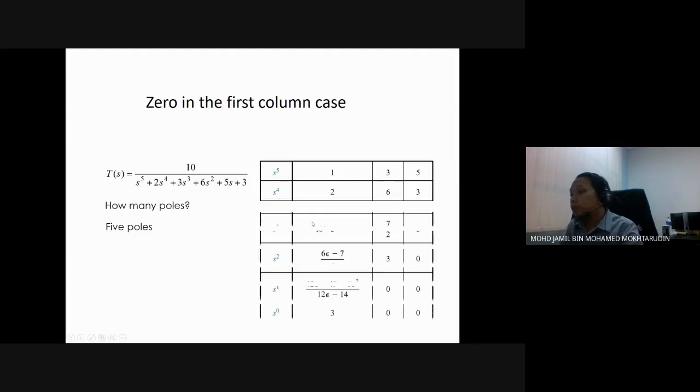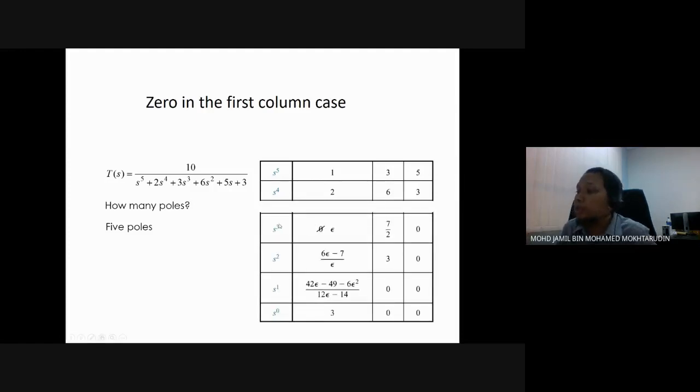And then after that, you calculate the subsequent rows. First is the row s3. When you calculate s3 using the determinant of 1, 2, 3, and 6 here, you will get 0. So whenever you get 0, you have to define a small variable. We call this epsilon. So we put epsilon to represent a very small number. Okay, so replace the 0 by epsilon.